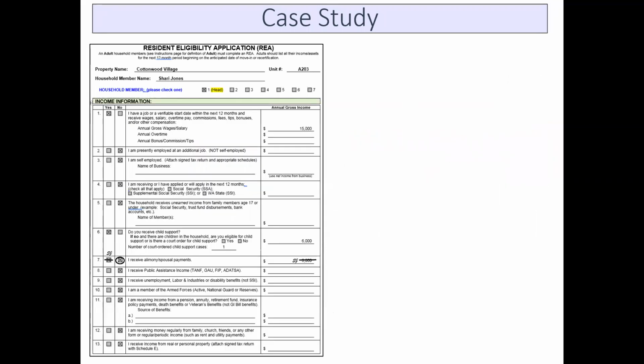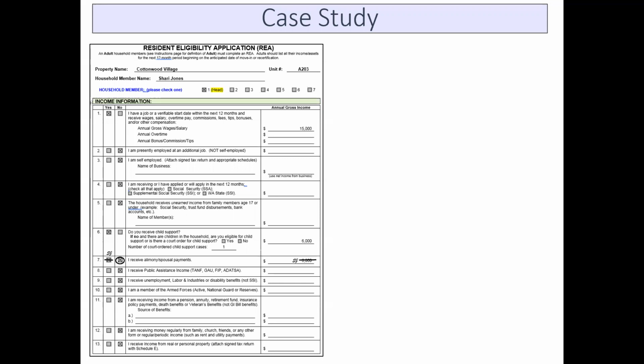So for each adult in the household, we're going to ask that they complete pages 2, 3, and 4 of the REA as well. So just going to walk through quickly. We have Sherry completing her REA. She's claimed a job. She's claimed child support.